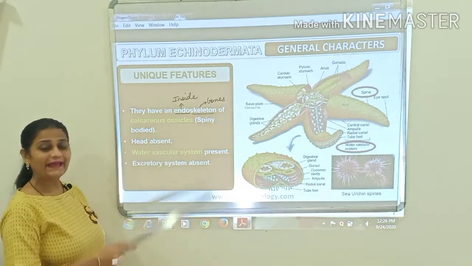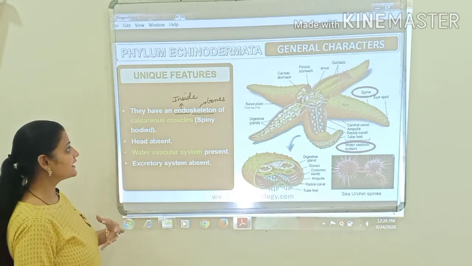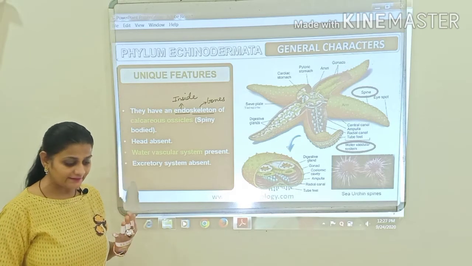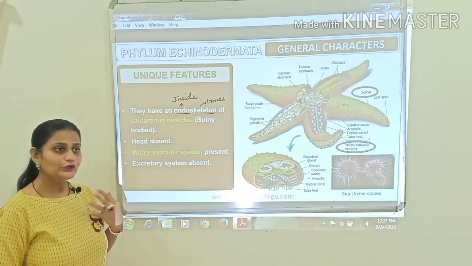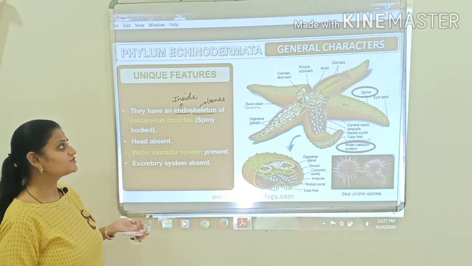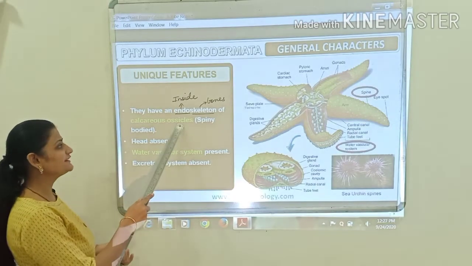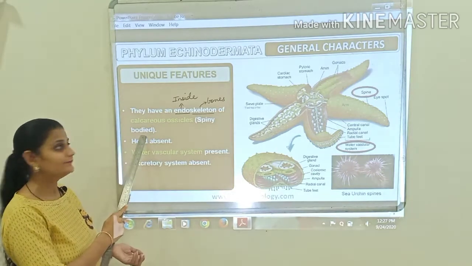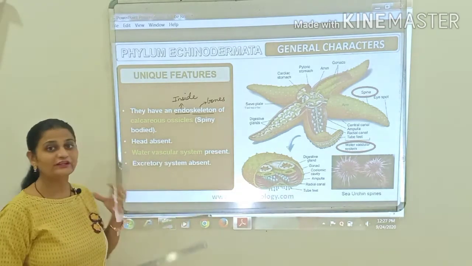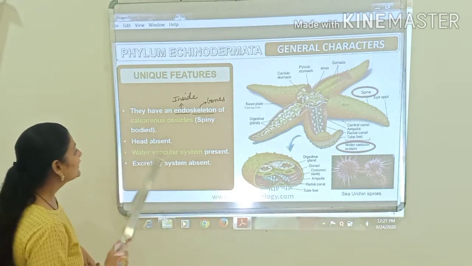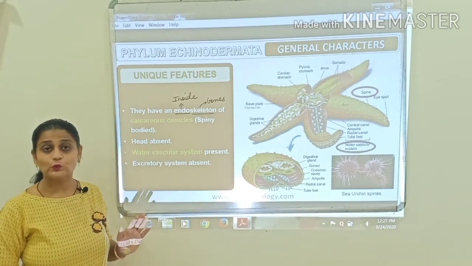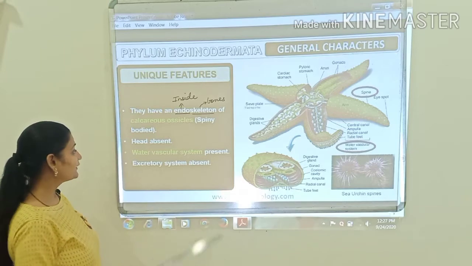So children, they have skeleton present inside their body, and the skeleton contains numerous calcareous plates which are called ossicles. And hence they have a spiny body. They are called spiny bodied organisms. And in these organisms, the head is absent. There is no head in echinoderms.